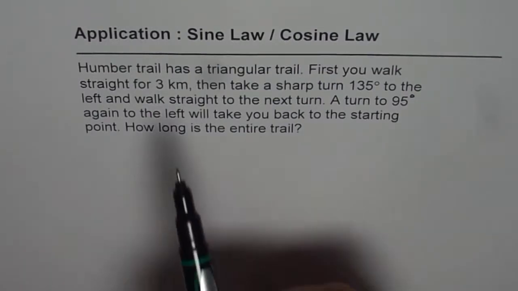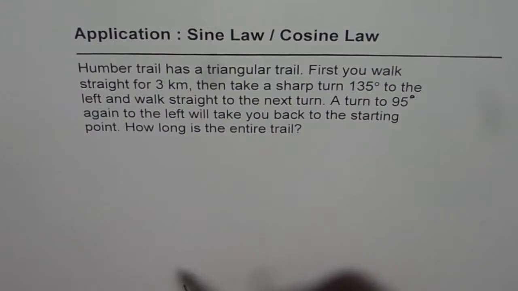Here is the question. Humber Trail has a triangular trail. First you walk straight for 3 kilometers, then take a sharp turn 135 degrees to the left and walk straight to the next turn. A turn of 95 degrees, again to the left, will take you back to the starting point. How long is the entire trail?